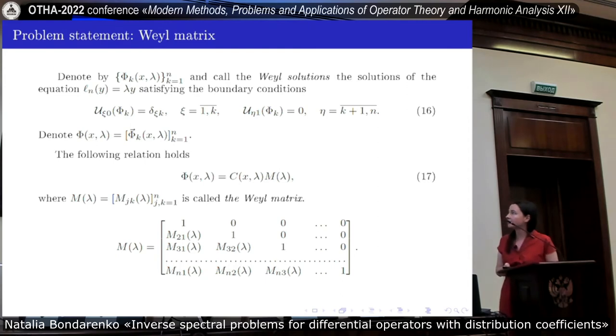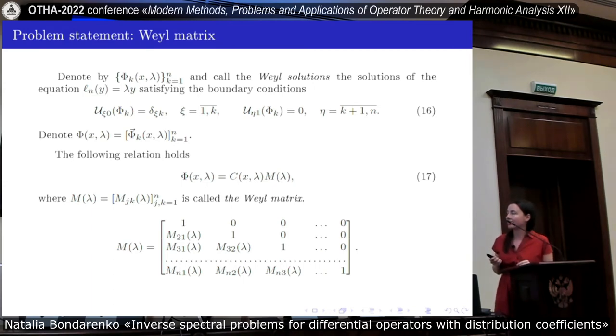In addition, we define solutions phi k, which are called the Weyl solutions. They are also the solutions of the same equation, and they satisfy the boundary conditions 16. For phi k, we take k conditions at the left-hand point and n minus k conditions at the point 1, and also construct such a matrix phi of x lambda. These two matrices, phi and C, have columns forming fundamental systems of solutions for the same system, and so they are related by formula 17, where m of lambda is some matrix of coefficients.